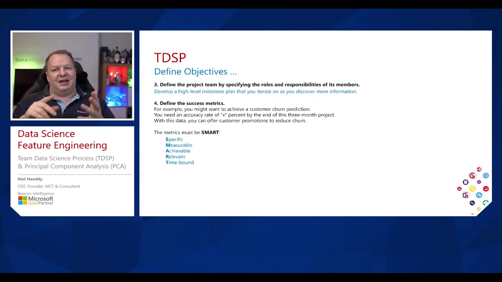As long as they're SMART metrics, we're going to be able to measure them and understand whether they fit our needs or not. And if we fall short, we go back and have another iteration, and maybe two, until we get to the point where we're happy with the performance and then we can release it. So these are the things we're trying to achieve with this, okay?